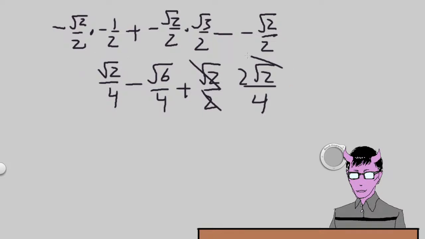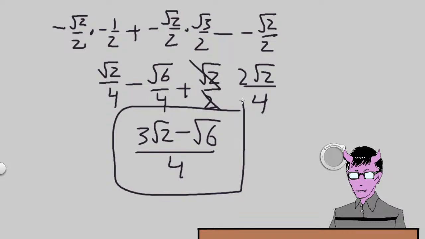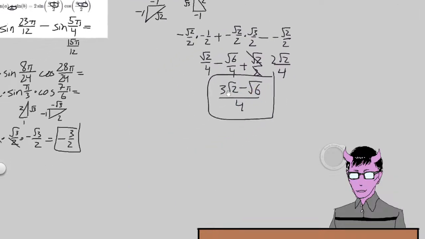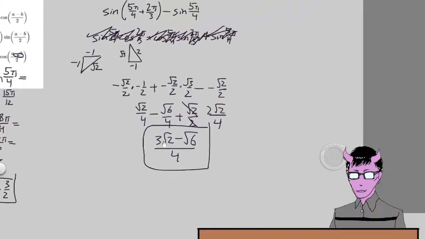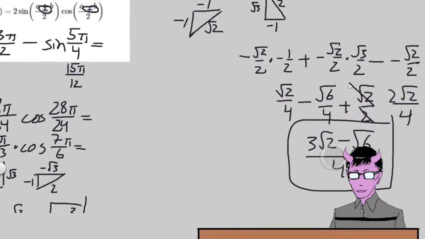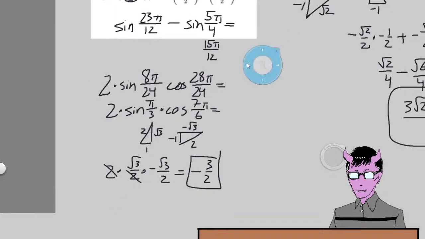So we have this one plus this one is going to be 3 root 2. And then we have a minus 6 minus root 6 all over 4. Well, that's the answer. Interesting. So we do have a conflict between those two answers. So this one was fairly straightforward though, right?